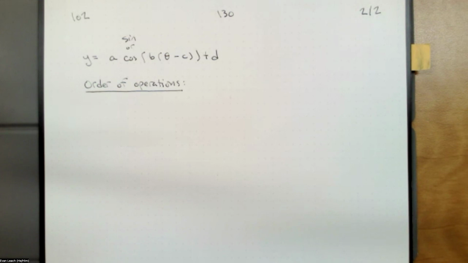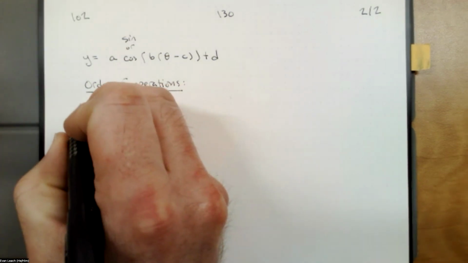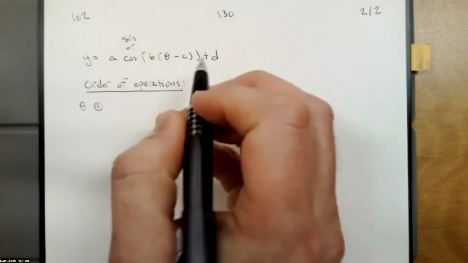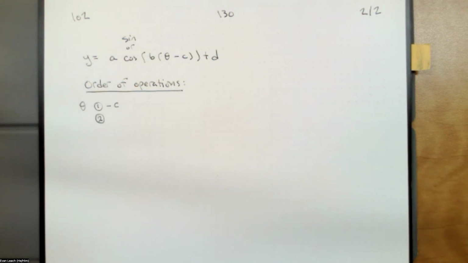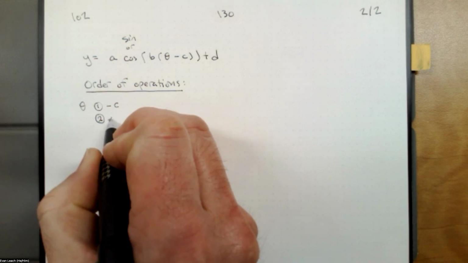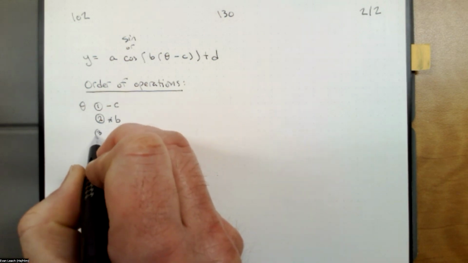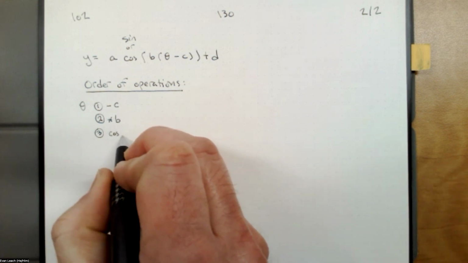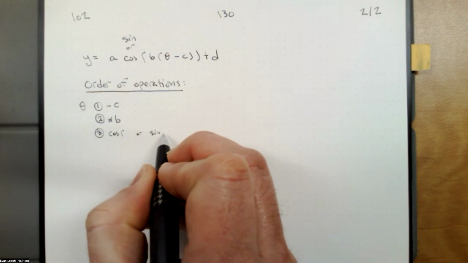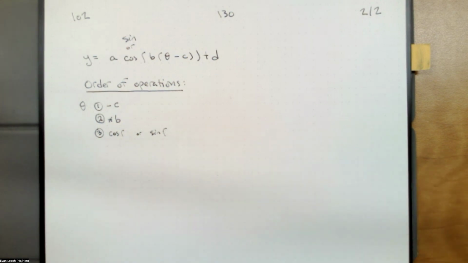So if we start with theta, the first operation that we perform is we subtract c. What's the second operation that we perform? After we subtract c, what will we do next? Multiply by b. Once we've multiplied by b, I'm just going to write some shorthand for that. Then what do we do? We do the cosine or the sine, whatever it happens to be. So I'm going to make a shorthand: do the cosine of whatever or the sine of whatever. The trig function happens. Immediately after we do the trig function, what's the next thing that we do?